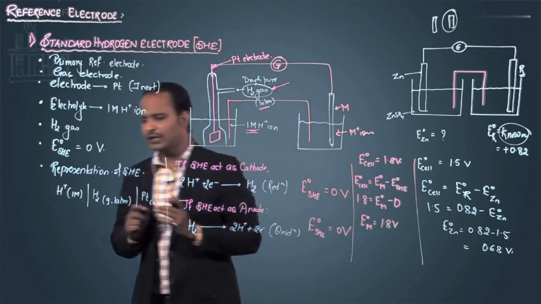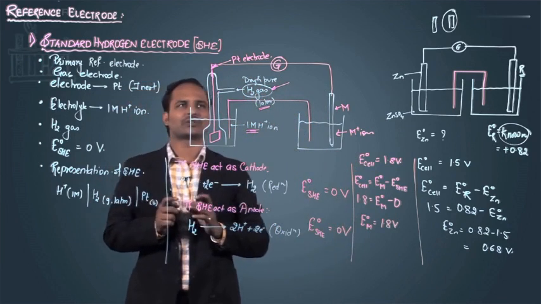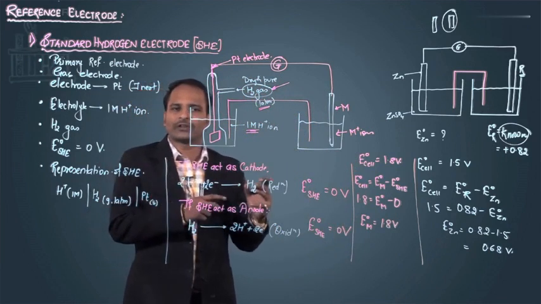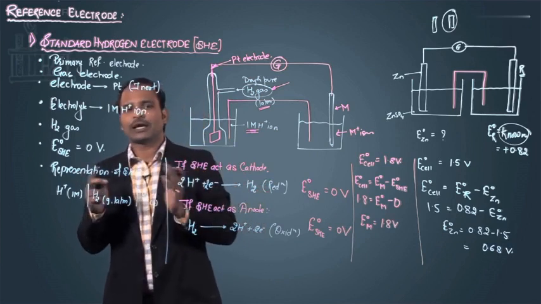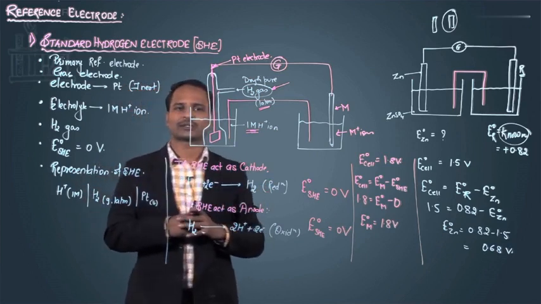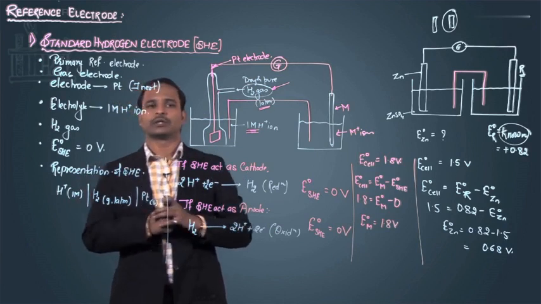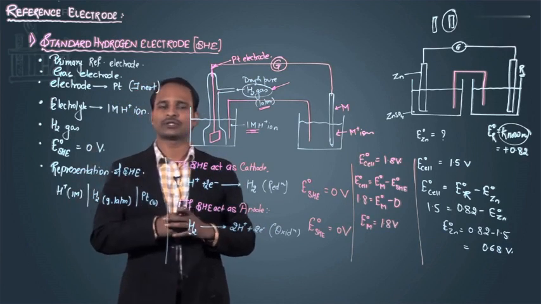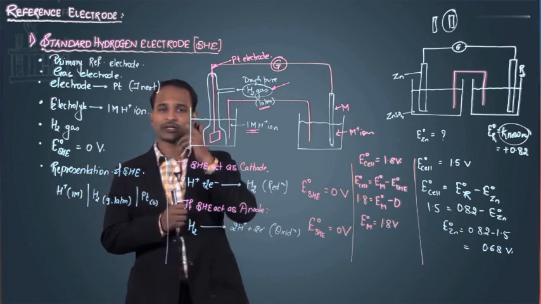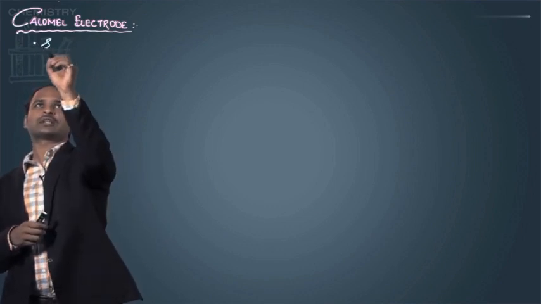So every time for getting the value of every electrode, instead of using a standard hydrogen electrode every time, we use some other electrode, and those other electrodes are called secondary reference electrodes. So now, after the standard hydrogen electrode, let's start with the secondary reference electrode. The next is the calomel electrode, which is considered a secondary reference electrode. It is an example of a secondary reference electrode.